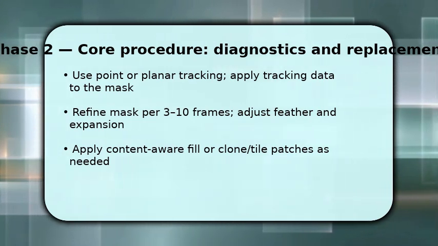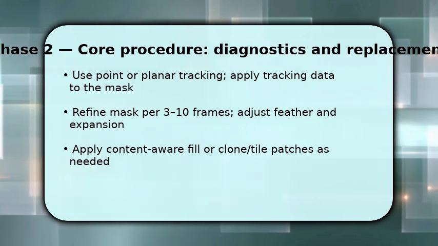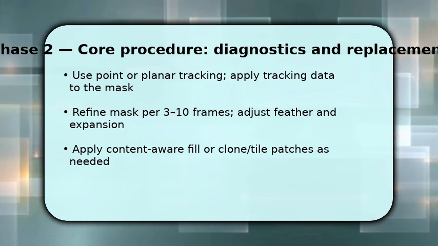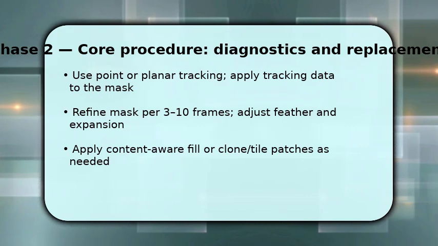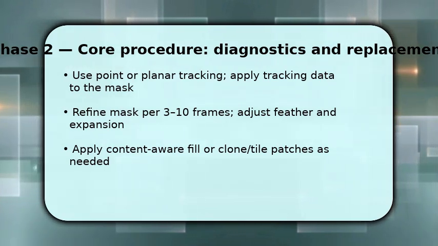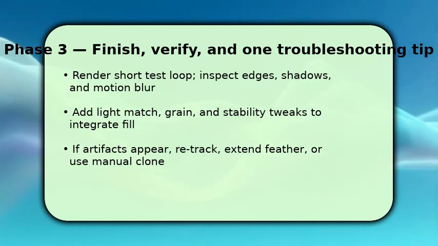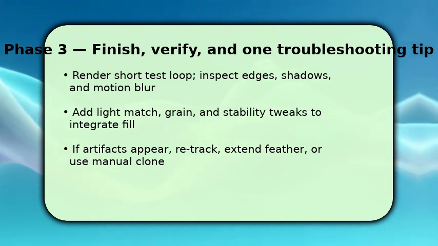Once the mask follows correctly, choose content-aware fill for textured backgrounds, or paint and clone from nearby areas for simple backgrounds. Be methodical. Check overlapping frames, and blend the painted finish by rendering a short test loop and scrutinizing edges, shadows, and motion blur so the removed object doesn't leave a telltale trace. If the fill looks flat, add light matching, subtle grain, and reapply slight stabilization to align motion characteristics.